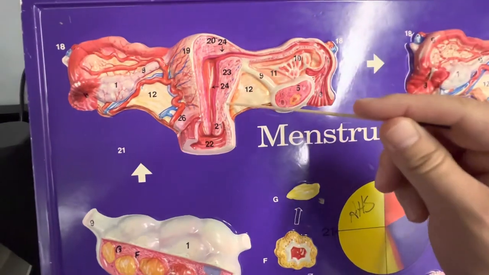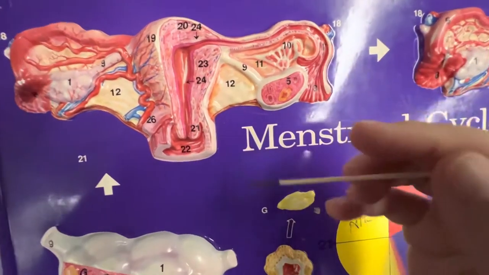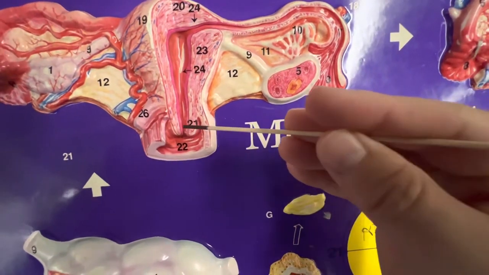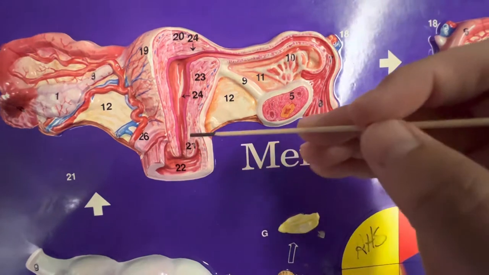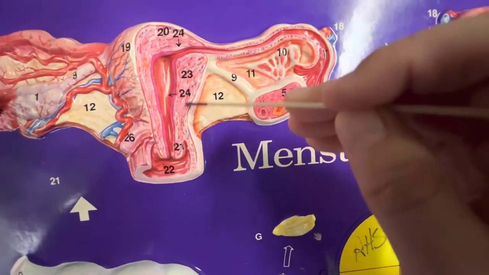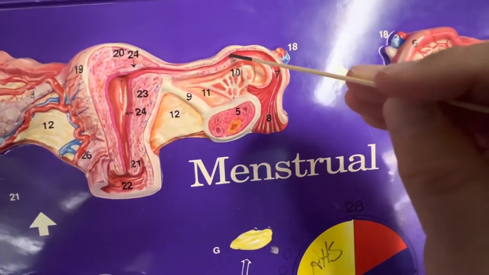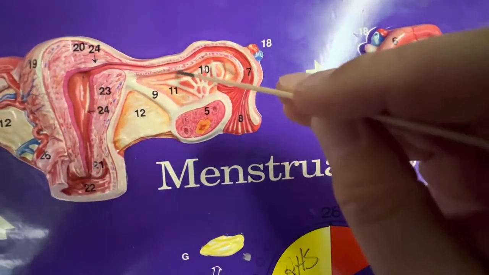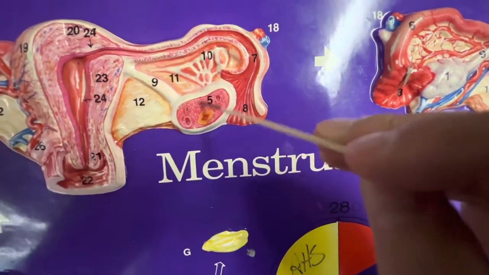This is the uterus. This is the cervix. The indentated areas here and here are the fornix. Here is the endometrium, myometrium, and the perimetrium. Fallopian tube or ovarian tube, same thing. These are the fimbriae. Here's the ovary.